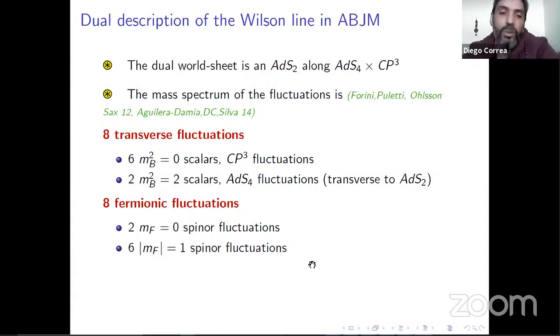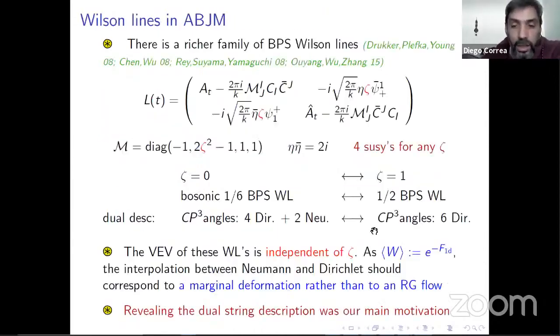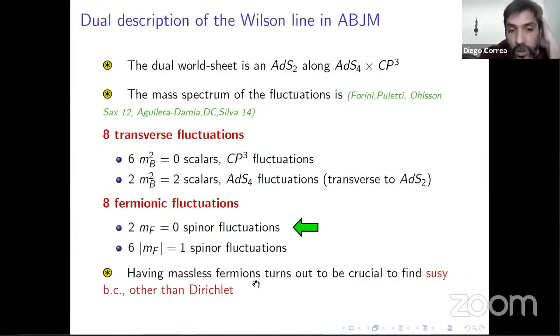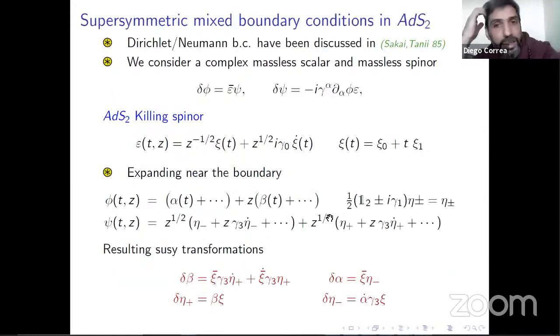But the main difference with respect to the previous case is that now, out of the 8 fermionic fluctuations, we have 6 of them having mass plus or minus 1, but we have 2 massless fermions, and this is crucial in our analysis to have supersymmetric boundary conditions other than Dirichlet. So let us discuss in a bit of detail supersymmetric boundary conditions in AdS2, trying to look for supersymmetric mixed boundary conditions.